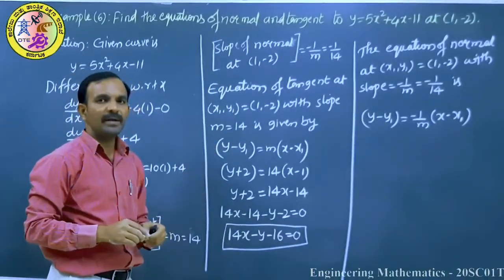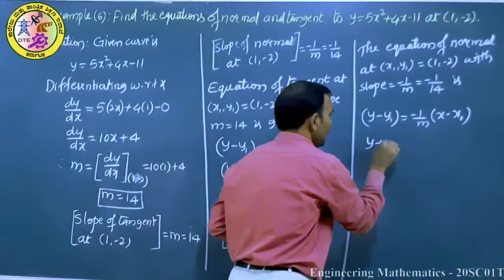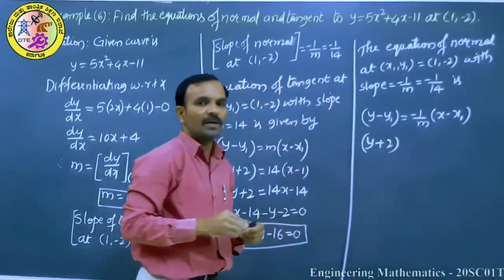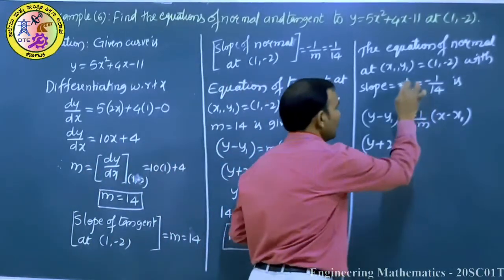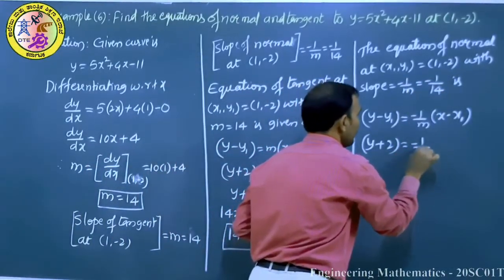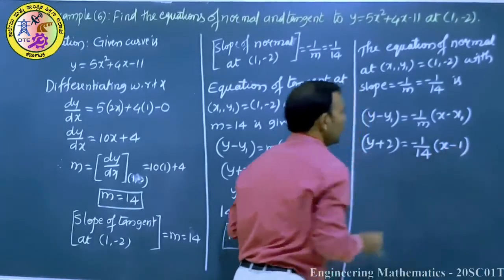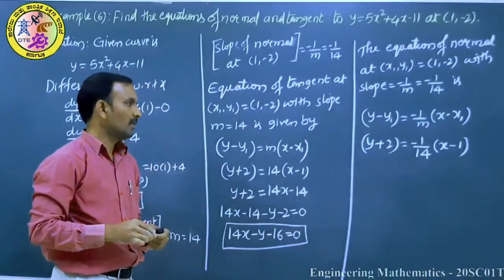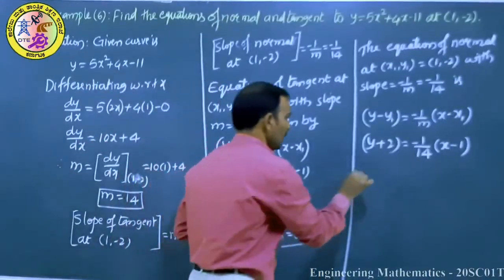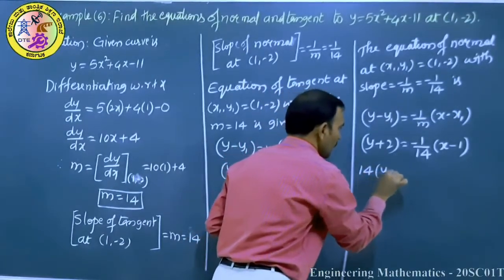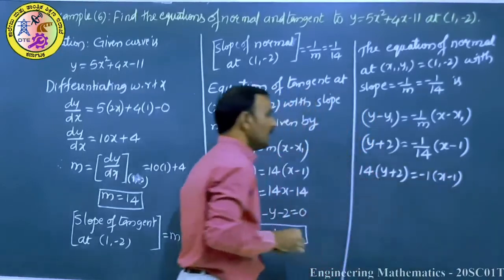Substitute the values of y1, x1 and m. You get y minus of minus, plus 2, equal to minus 1 by m value. The m value is 14, so minus 1 by 14, into x minus x1, which is x minus 1. Multiplying by 14, we get 14 into y plus 2 equal to minus 1 into x minus 1.